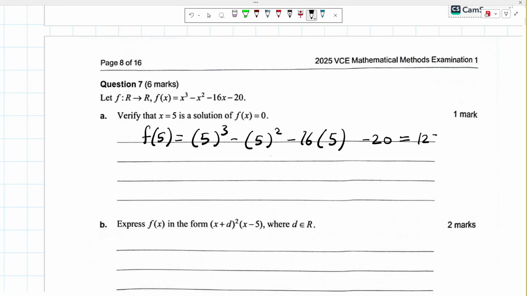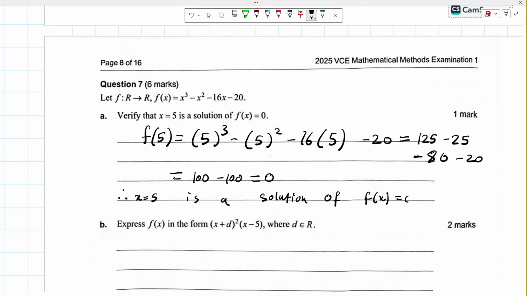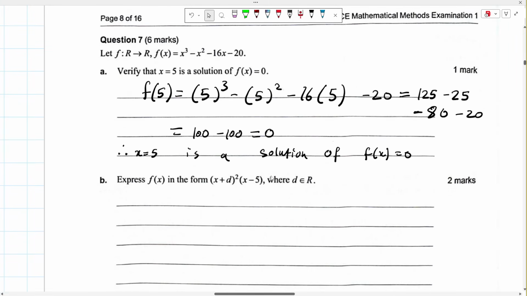5 cubed is 125. 5 squared is 25. 16 times 5 is going to be 80, and then minus 20. So what's 125 minus 25? That's 100. What's minus 80 minus 20? That's minus 100. So we get 0, right? Therefore, x is equal to 5 is a solution of f of x is equal to 0. Right? So all we have to do is just sub it in.